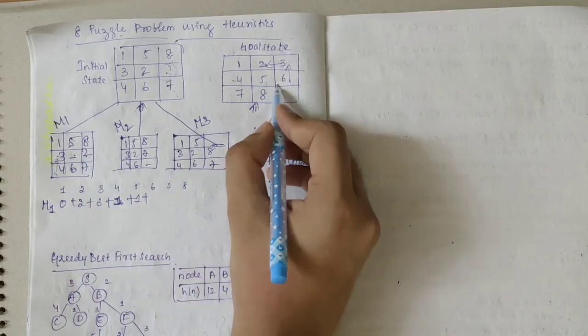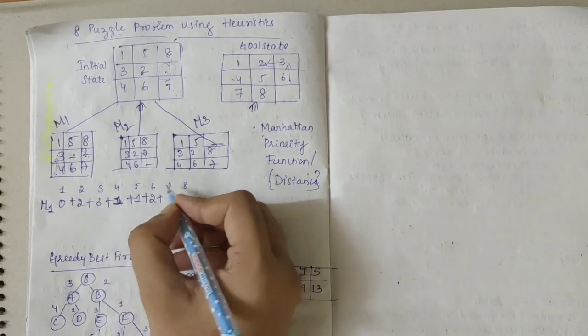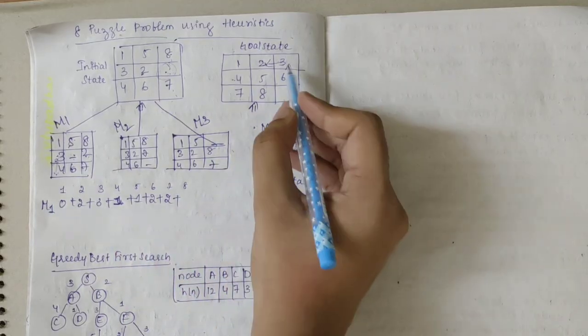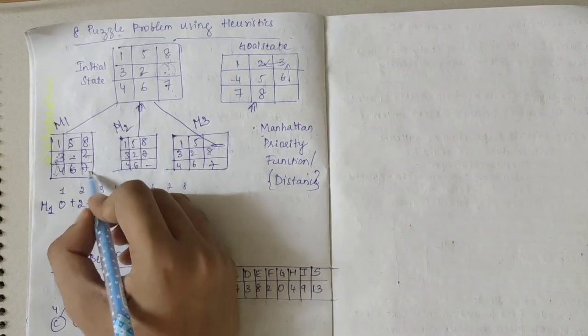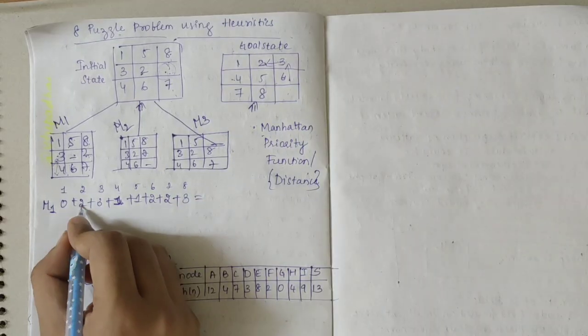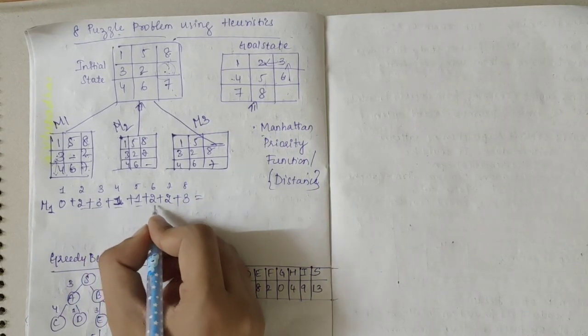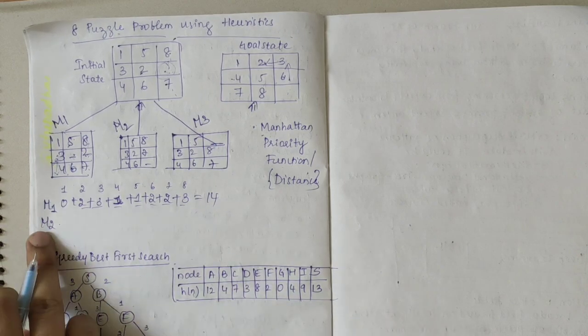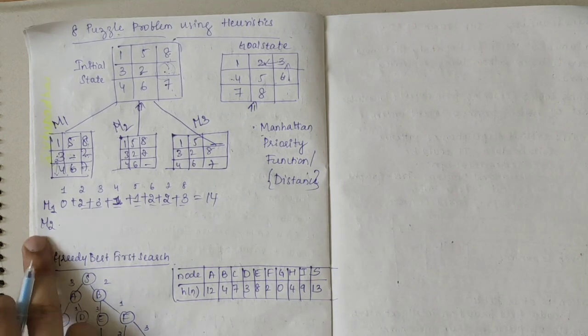For 6, 2 shifts are required like this. Go here and then go here. So I'll get 2 shifts for 6. And for 7 also 2 shifts, 1 and 2. For 8, I would require, 8 is here, right? 1, 2 and 3. 3 shifts are required for 8. So if I add this, I'll get 14.